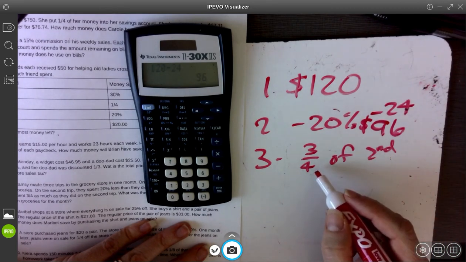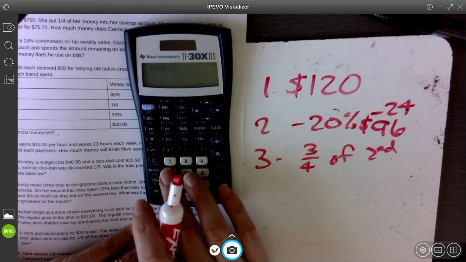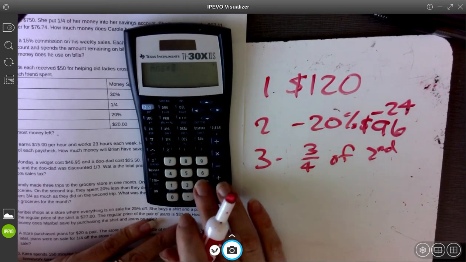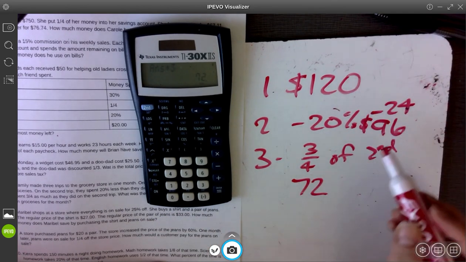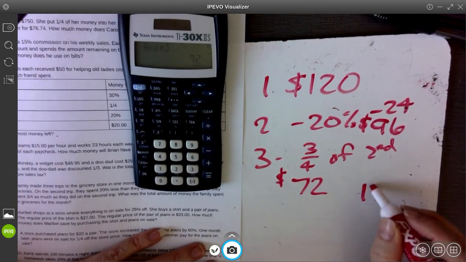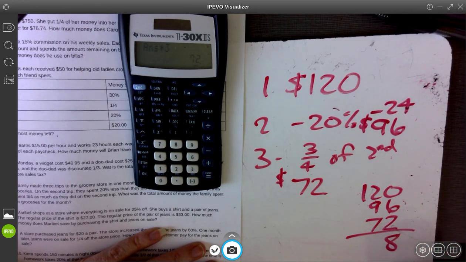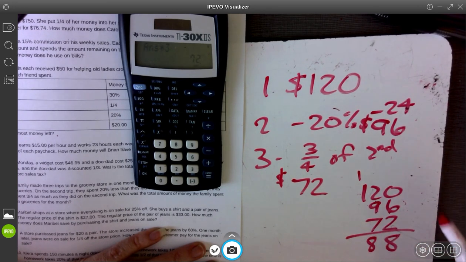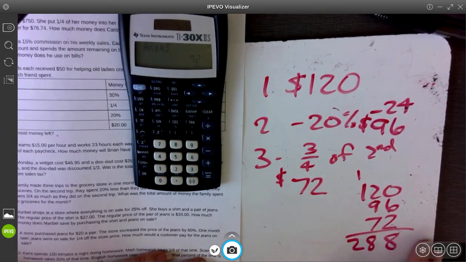Now I need to find 3/4. So I'm going to do the divide by denominator, multiply by numerator. So divide by 4, multiply times 3, and I get 72. So they spent 120, 96, and 72. How much did they spend the whole month? So I need to add 120, 96, and 72, which I get $288. So they spent $288 on groceries that month.